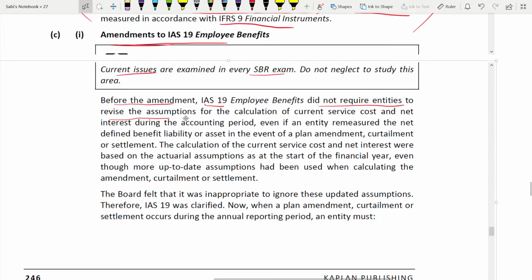for the calculation of current service cost and net interest. It was not asked before, but now you have to do that. Now you have to revise the assumptions for the calculation of current service cost as well as the net interest during the accounting period. Even if an entity remeasured the net defined benefit liability or an asset in the event of a plan amendment, curtailment or settlement. If you are making this in the event of these 3 things, then you have to revise your assumptions now, currently. Before it was not like that.